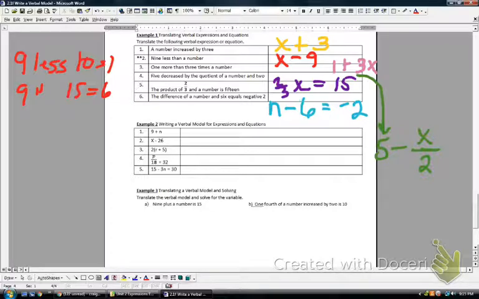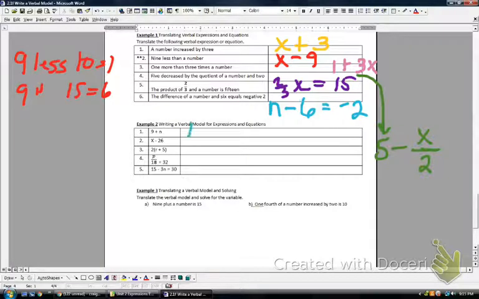So a lot of times we use operation symbols and numbers and variables because it is a lot easier for our brain to think about than the way a textbook would write it. All right, the next example says writing a verbal model for expressions and equations. We're going to go backwards. And I usually just take the easy way out. It does not have to be fancy to be right.